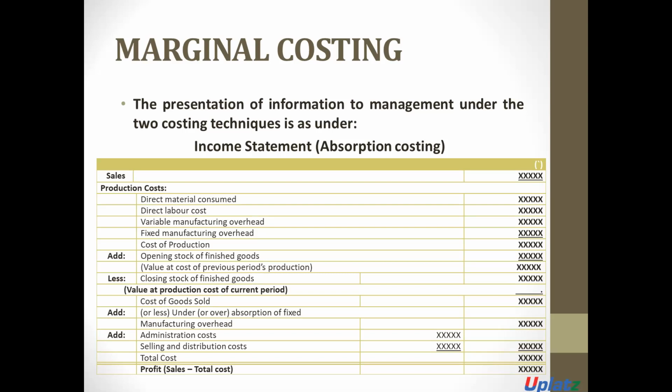Then we will add the opening stock of finished goods and we will deduct the closing stock of finished goods. On the basis of this, we will identify the cost of goods sold. Then to the cost of goods sold, we will add under-absorbed fixed cost, and we will also add administrative costs, selling overhead and distribution overhead. On the basis of this, we will identify the total cost, and then we will reduce the total cost from the sales and calculate the profit. This is the statement which we discussed in detail in the absorption costing concept.